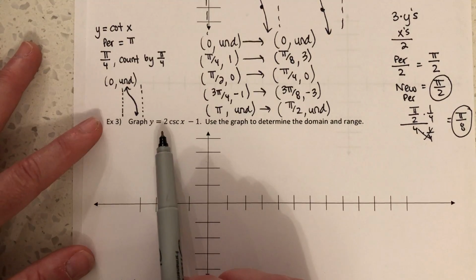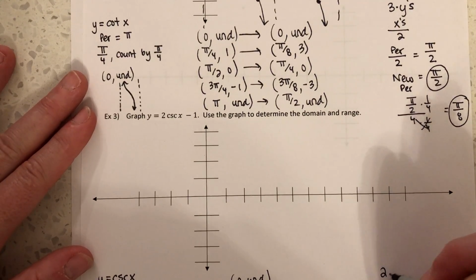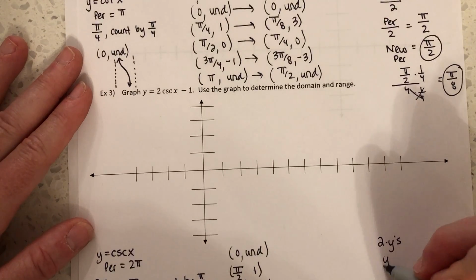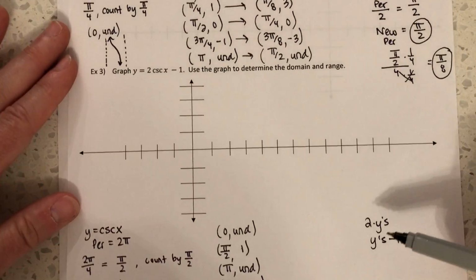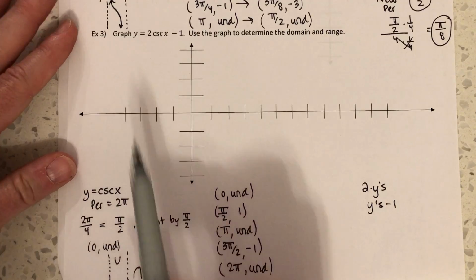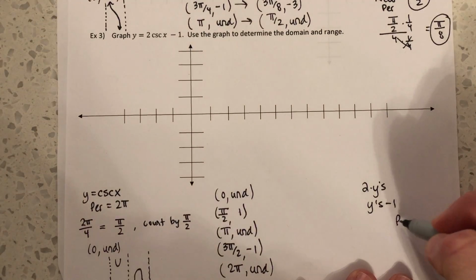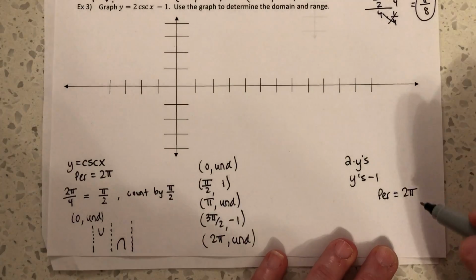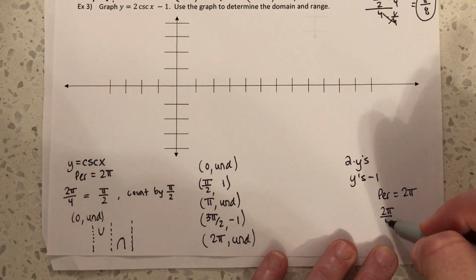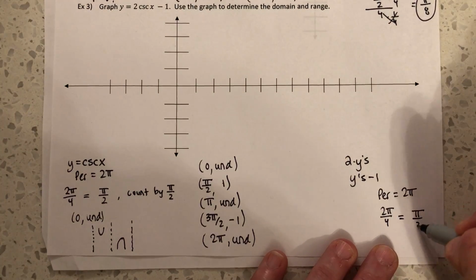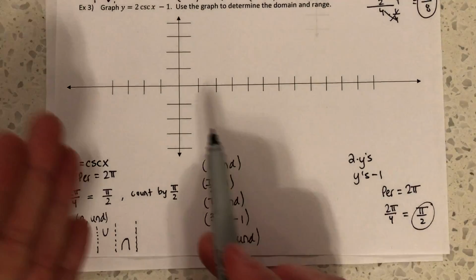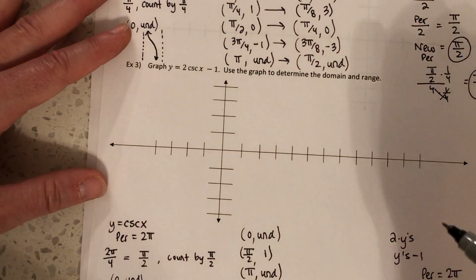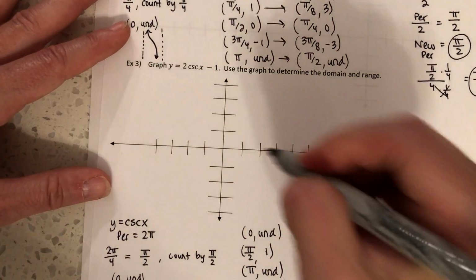All right, so we're going to do 2 times the y's, and we're also going to do y's minus 1. So there are 2 transformations happening to the y's and nothing happening to the x's, which means your period will still be 2 pi units because you didn't change the x's. And if you take 2 pi and divide it into 4 subintervals, you're still going to count by pi's over 2. So if you want to get your x-axis set up, you can do that right now. I'm just going to set up my x-axis because his graph should still count by pi's over 2.